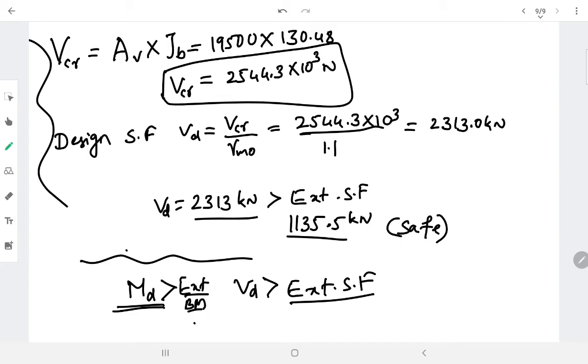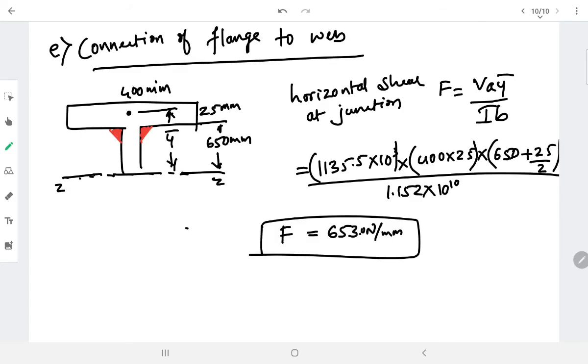Right now, the next step is to develop the connections for flange to web. Next step, step E, I'll write connection of flange to web. You can see that the connections are made like this, that is, welding to be done. This is the horizontal shear force at the junction, which will cause failure of this part, so it has to be welded properly at this junction. It is calculated by F equals V A y bar divided by I B.